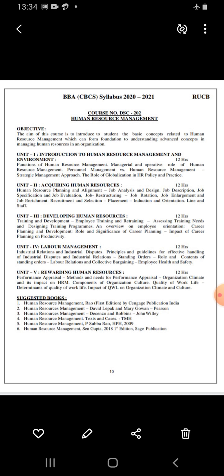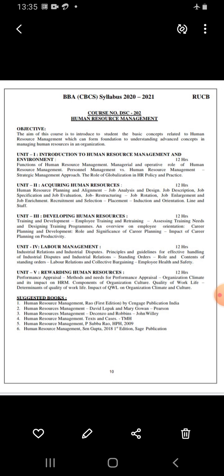Unit 2 is acquiring human resources, where we'll be discussing the meaning of human resource planning, job analysis, design, job description, job specification, job evaluation, job restructuring, job rotation, enlargement, enrichment, recruitment and selection, placement, induction and orientation, line and staff.